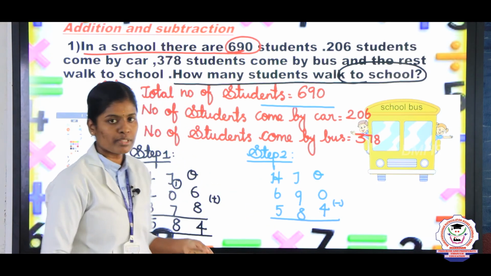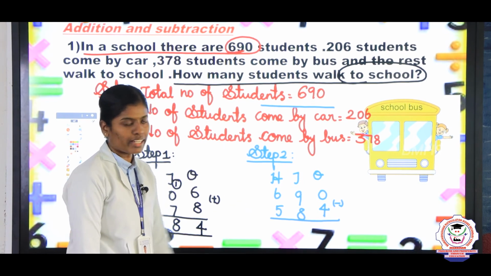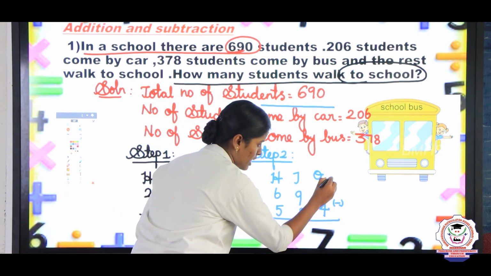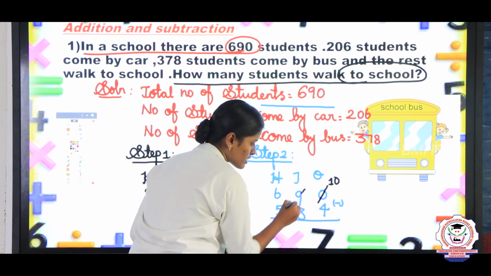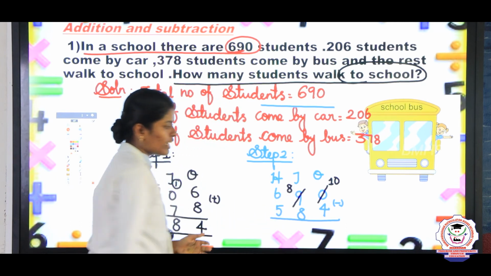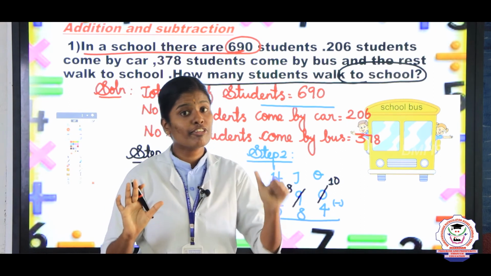No, it is not possible, right? So what do we want to do there? We need to do the borrow, right? So 0 will change into 10 tens, and this 9 tens will change into 8 tens. Now 10 minus 4. Show your 10 fingers and fold 4 fingers.